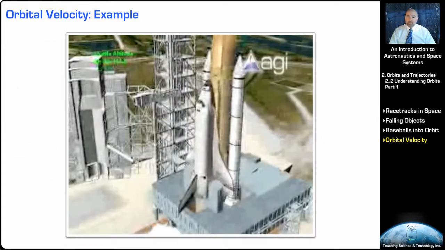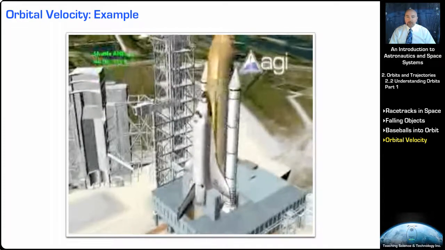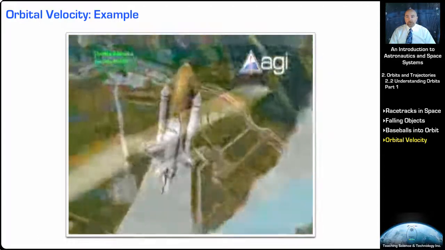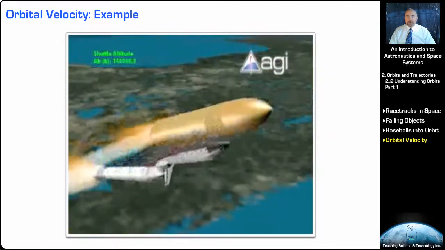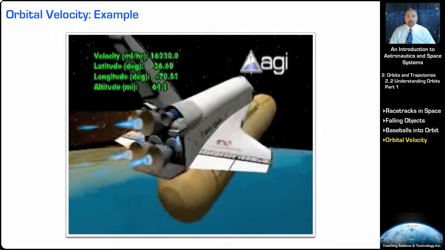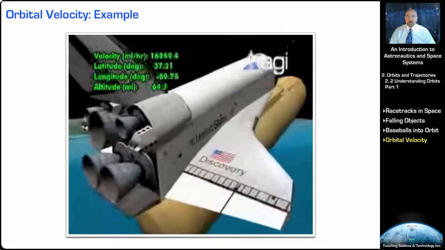As an example of orbital velocity, let's watch the launch of the Space Shuttle in this Satellite Toolkit simulation. Watch the velocity as it climbs into orbit. At burnout, the shuttle is going over 17,000 miles per hour. That's about 7.9 kilometers per second, which is exactly what our equation would predict.